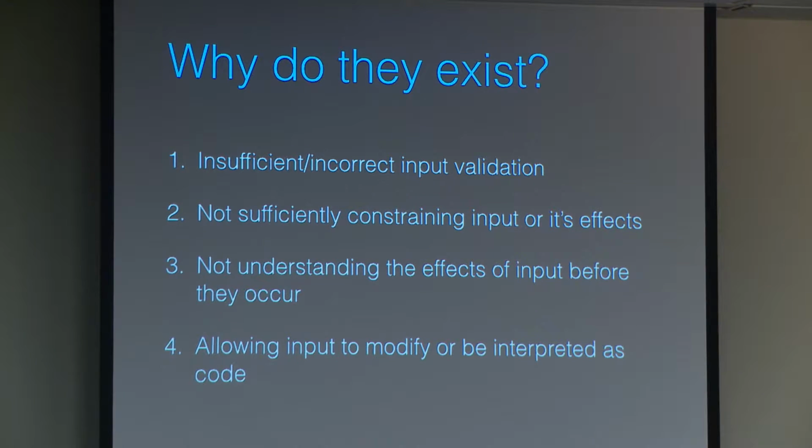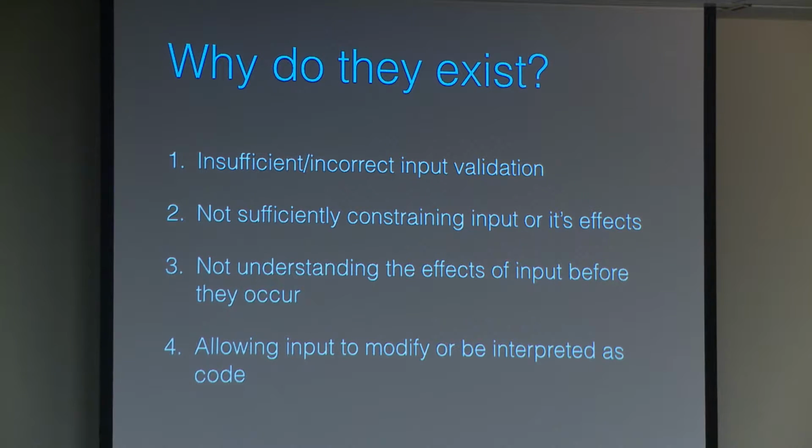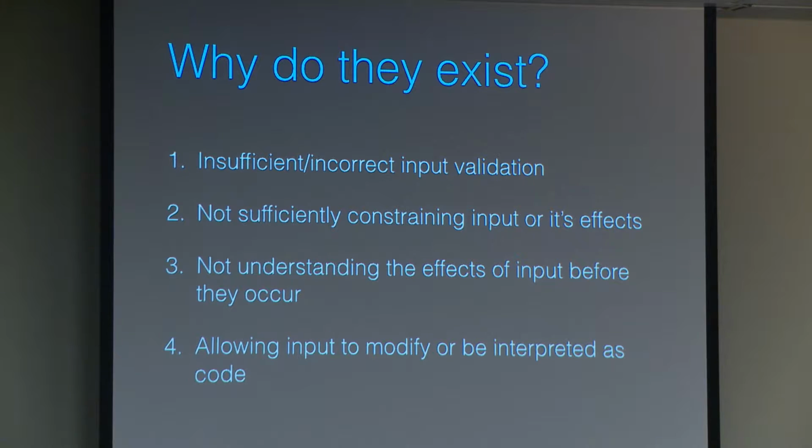And then not sufficiently constraining input or its effects. So not using the right size buffers, not using the right types and putting validations in that. Making sure that the size constraints are right. If you have an integer, making sure you're not going to overflow or underflow. If you have a floating point, make sure you have enough resolution that you can represent the number that you're actually reading in, and you don't have rounding errors. There are many more that go into this, but this is the general idea.